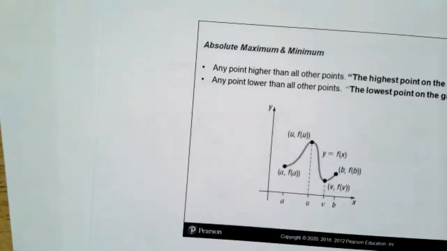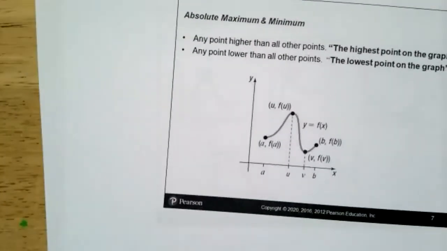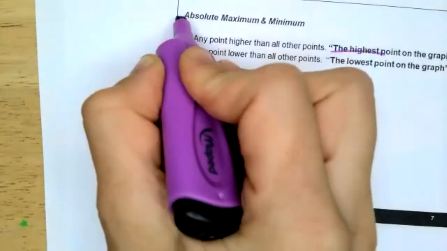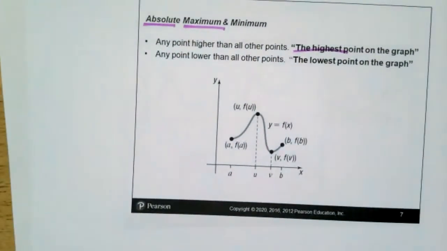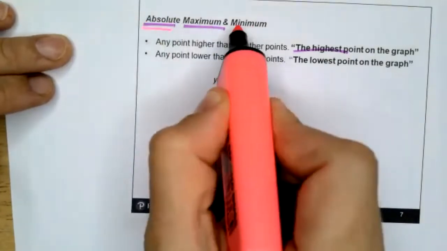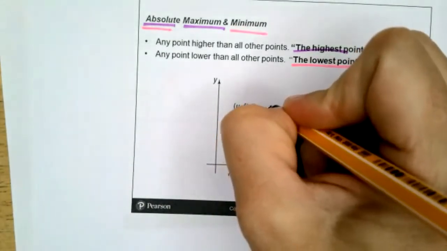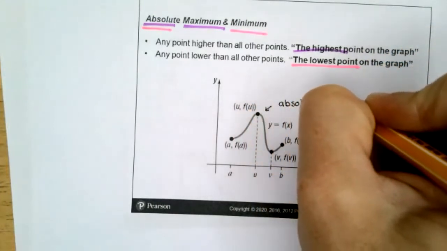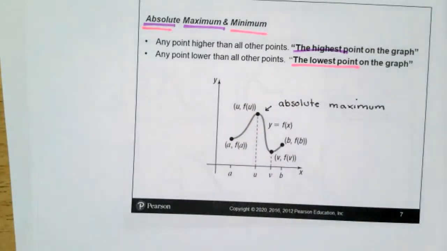after example 4, we're going to talk about absolute maximum and minimum, okay? Absolute maximum and minimum is the highest. Absolute maximum is the highest. Absolute minimum is the lowest. All right, so here's my absolute maximum. Good.